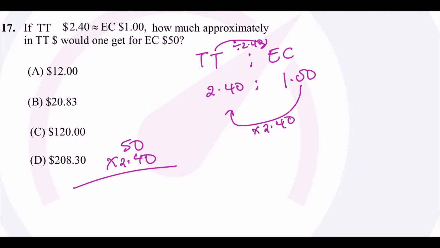And that's going to give us approximately 120 TT dollars. You can go ahead and multiply that on your own. We're not going to take out the time. The length of the video is kind of lengthy, so we're just going to skip through some of the questions that are more manageable after we have established the concept.